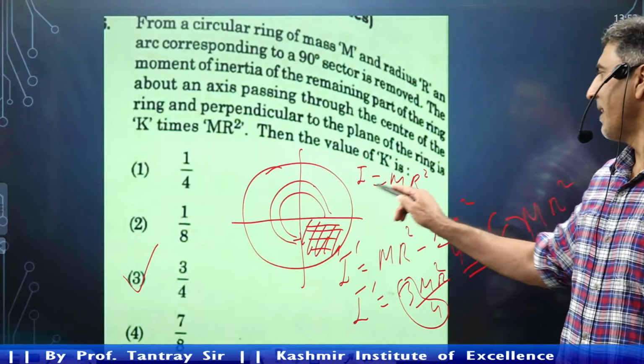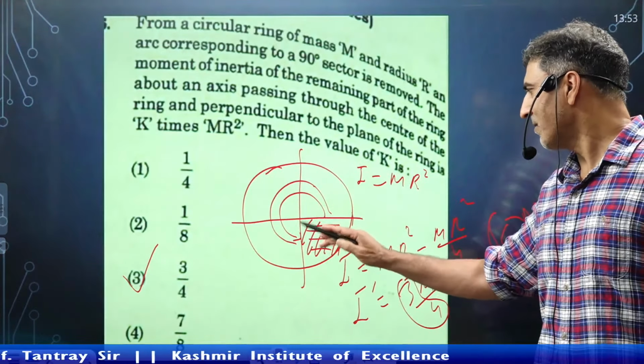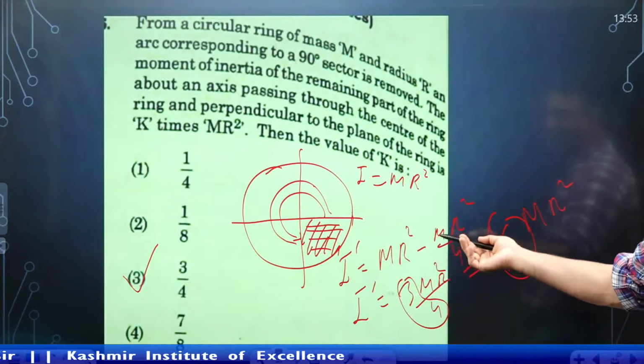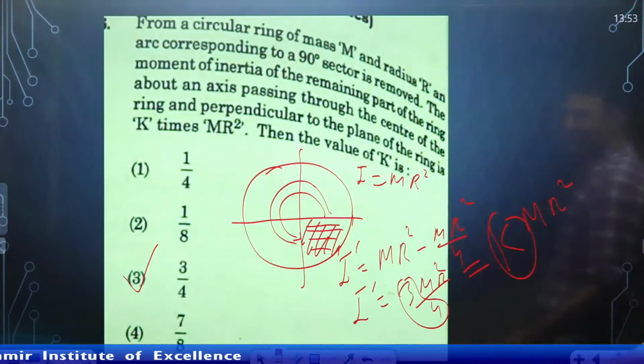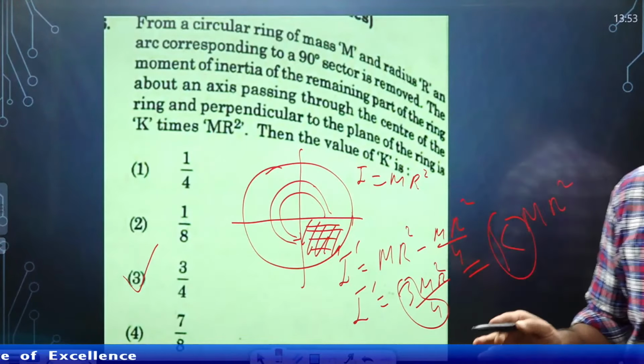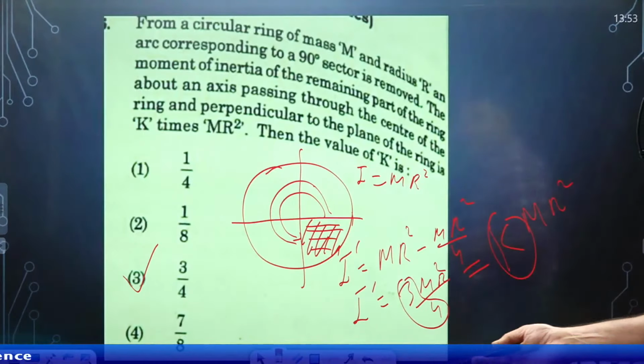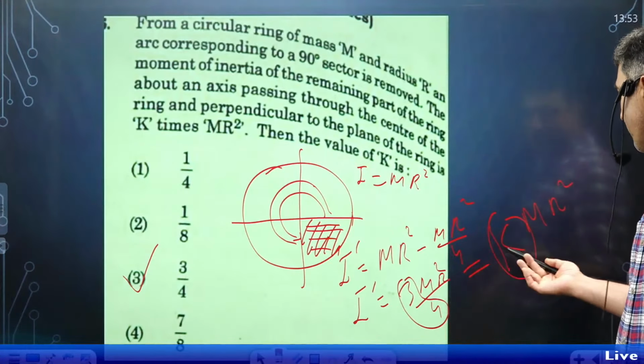Whole disk is MR squared. Take a part of the disk, 1/4 of it, that will decrease the moment of inertia by MR by 4 because it is a symmetrical case and moment of inertia at this level is a scalar. So you don't need to bother about that. So the answer gives k is equal to 3 by 4.